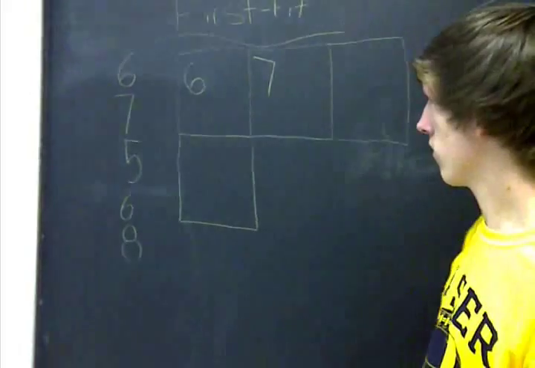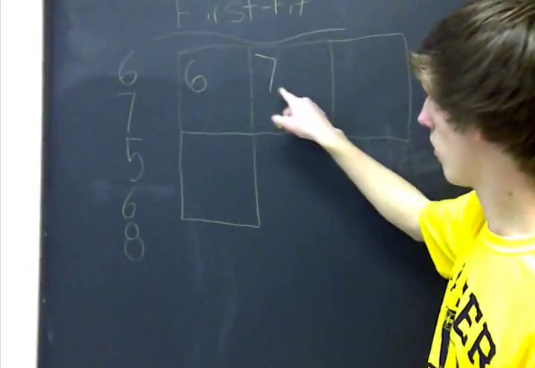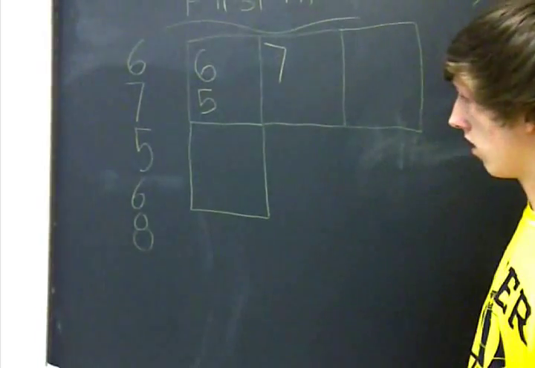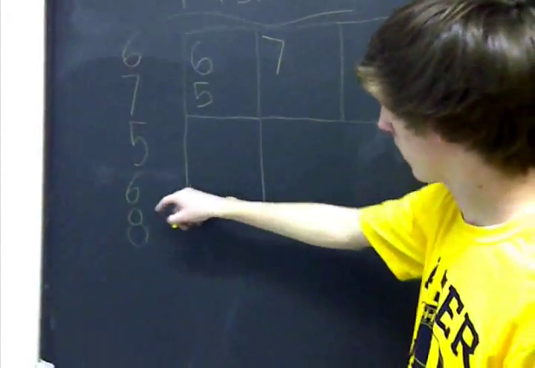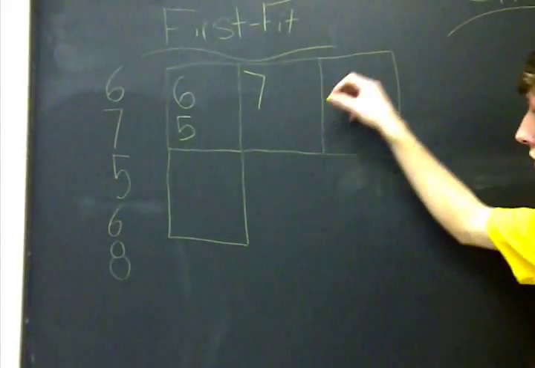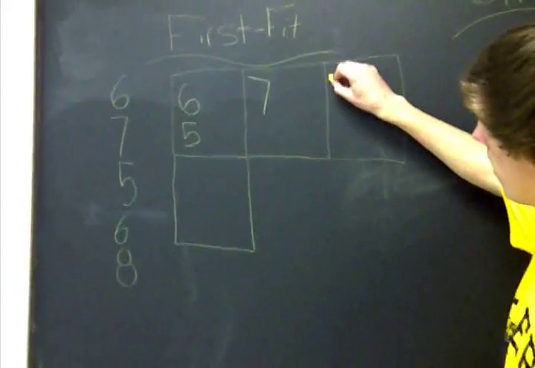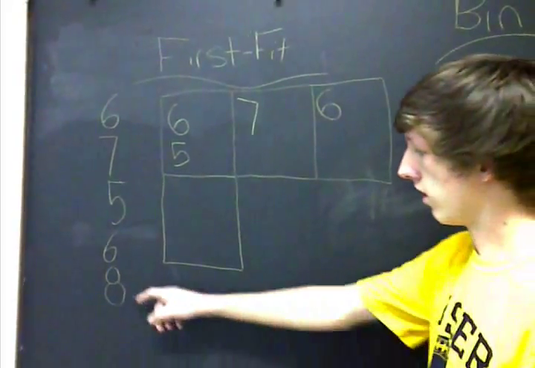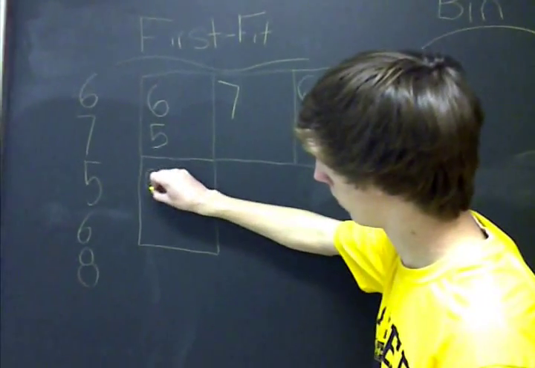And then 5, it can go in the first one or the second one, but you're going to go with the first one here. It's 11. Then 6 can't fit in the first one or the second one because it adds up to over 12, so you're going to want to put it in the next open one. And then you have 8 here. It can't fit in either of the first 3, so you have to put it in the next open one, which is 8.